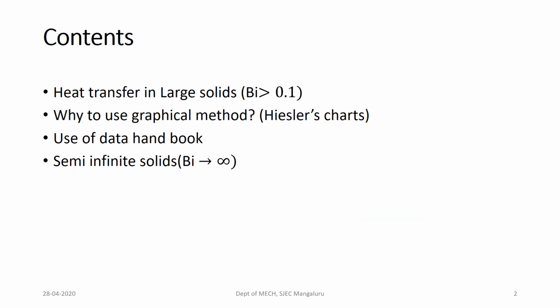So these are the contents which I am going to cover. Let us see how the heat transfer takes place in large bodies with the Biot number greater than 0.1. Why use the graphical method, or what we call Heisler's chart, for cases where the Biot number is greater than 0.1. Then I will throw light on using the data handbook, especially the Heisler charts which are available in our data handbook, and how to use them.